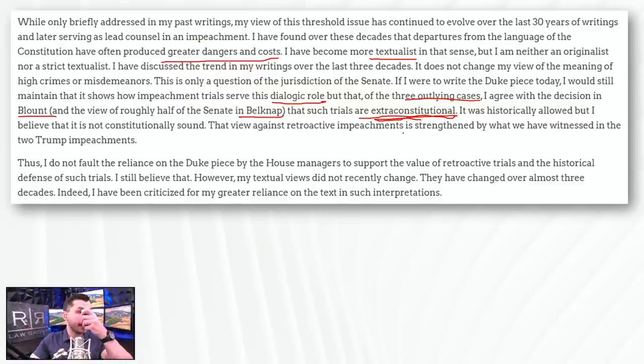So he's saying, back then these had value. It was good to talk about these things, but they were not constitutional back then. It was historically allowed, but I believe that it is not constitutionally sound. That view against retroactive impeachments is strengthened by what we have witnessed in the two Trump impeachments. Thus, I don't fault reliance on the Duke piece by House managers to support how they value retroactive trials and the historical defense of such trials. I still believe that, however, my textual views did not recently change. They have changed over almost 3 decades. I've been criticized for my greater reliance on the text in such interpretation.